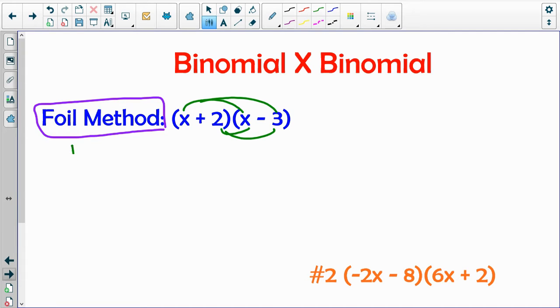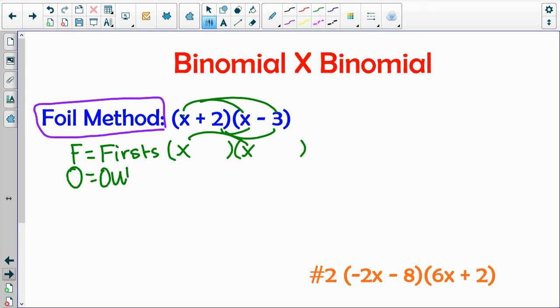So let's just write down what FOIL means. The F, it's telling you to multiply the firsts, the terms in the front of each parenthesis. That's what it means, these two. The x times the x, the first ones in each parenthesis. Is saying multiply those. Then the O is telling me to multiply the outside numbers.